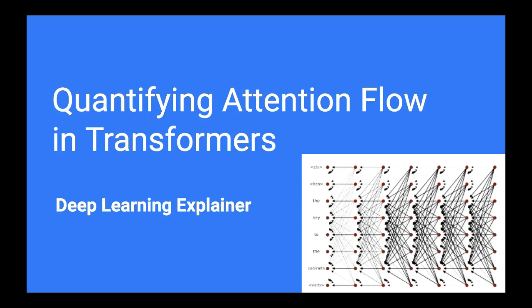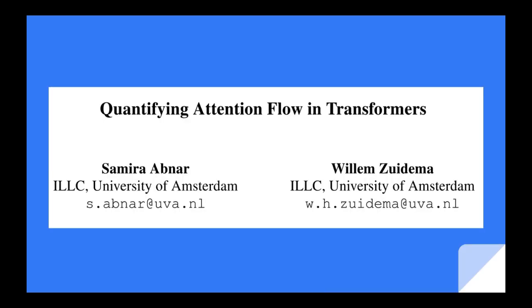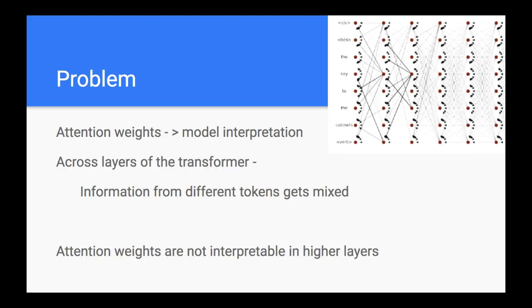Today our topic is quantifying attention flow in transformers. This paper is published by the people at University of Amsterdam. This paper tries to address one of the biggest problems of analyzing attention weights in transformers. Analyzing attention weights is actually the most straightforward method to interpret attention models like transformer.